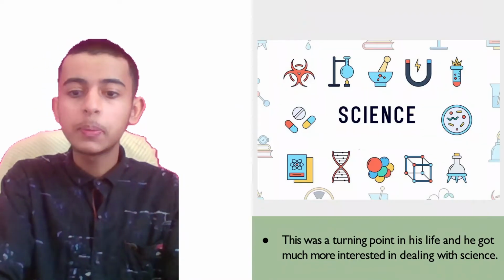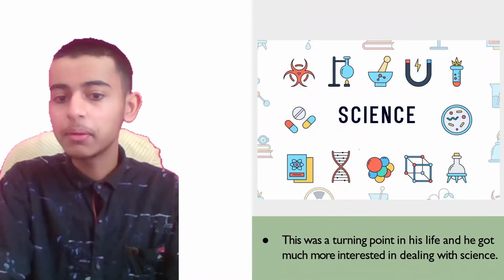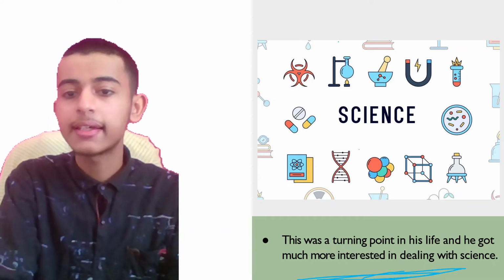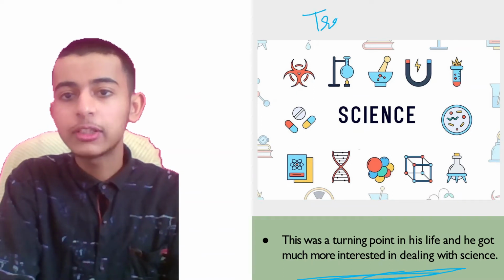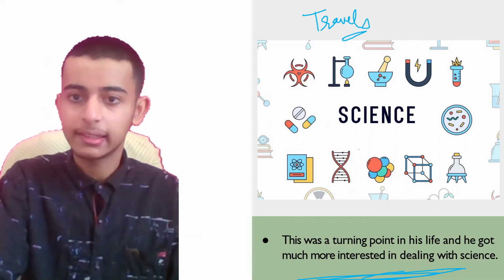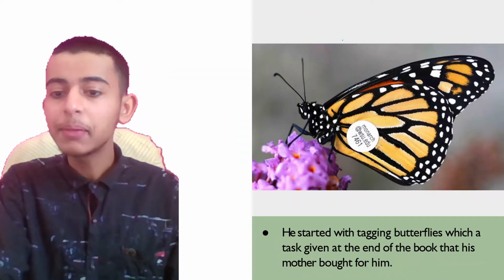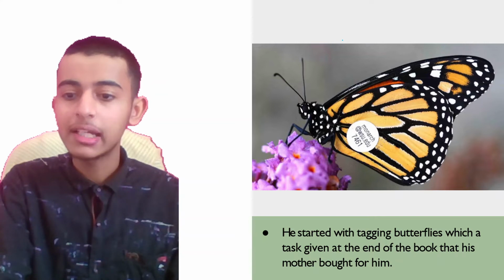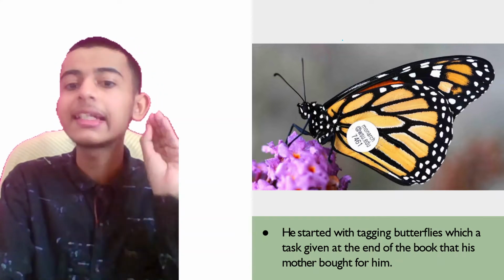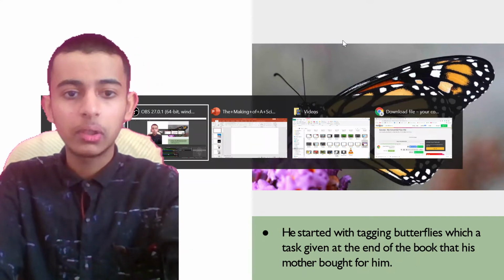Yeah. This was a turning point in his life and he got much more interested in science. Because of that book, Travels of the Monarch X, he started tagging butterflies, a task given at the end of the book that his mother bought for him. So he started tagging butterflies in his notebook.